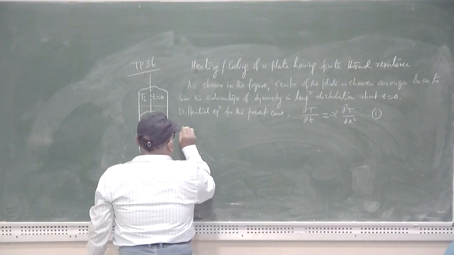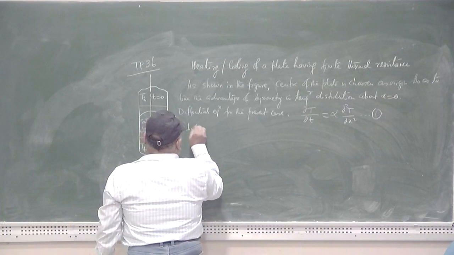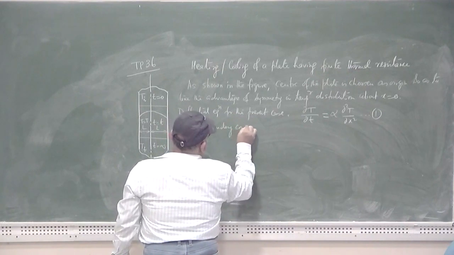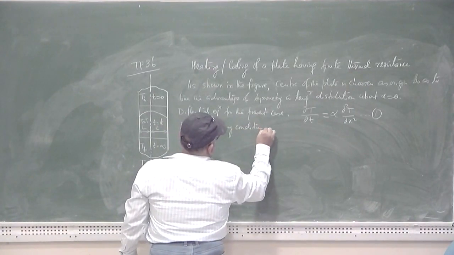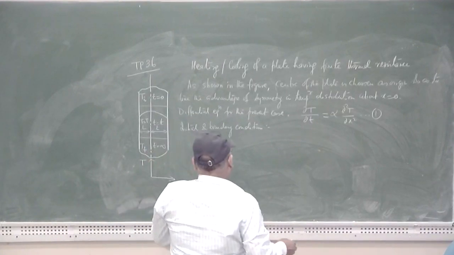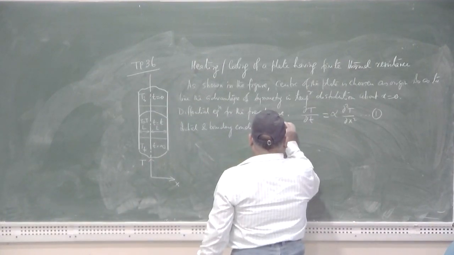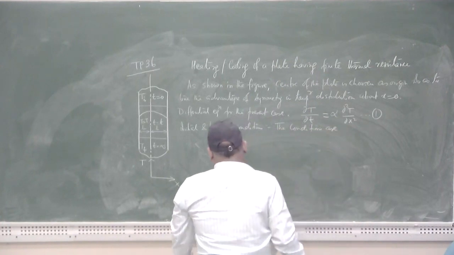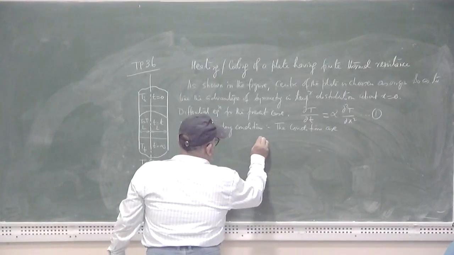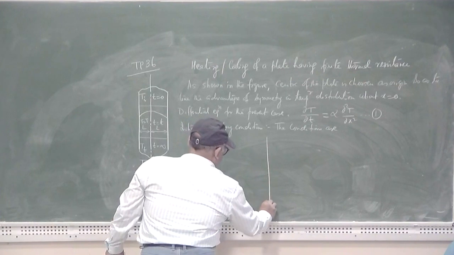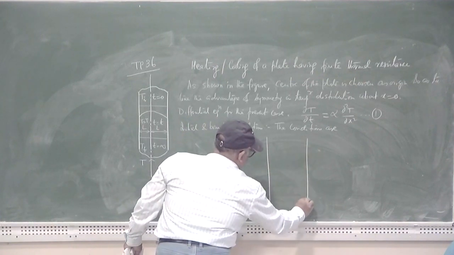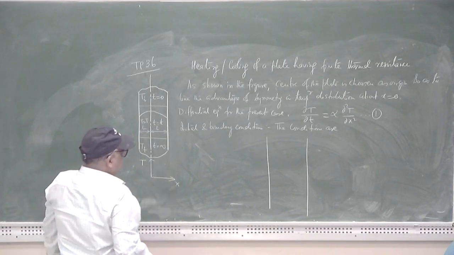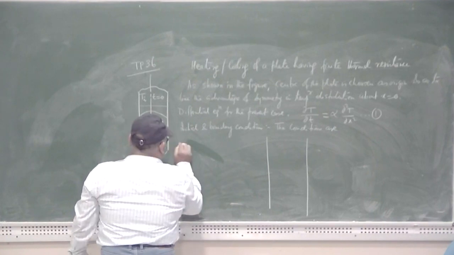Now come to the next thing, that is the initial and boundary conditions. The conditions are here. We will transform these boundary conditions, so let us write the boundary conditions side by side. So the conditions are number 1 here.